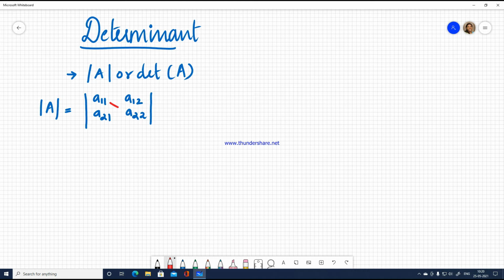what you have to do is a cross multiplication. The upward direction will be noted in green, which carries a negative sign. So the answer will be A11 into A22 minus A21 into A12. So the determinant of A is calculated by cross multiplication: A11 into A22, and the upward direction will be a negative sign, so A21 into A12. Now let's consider a 3 by 3 matrix.